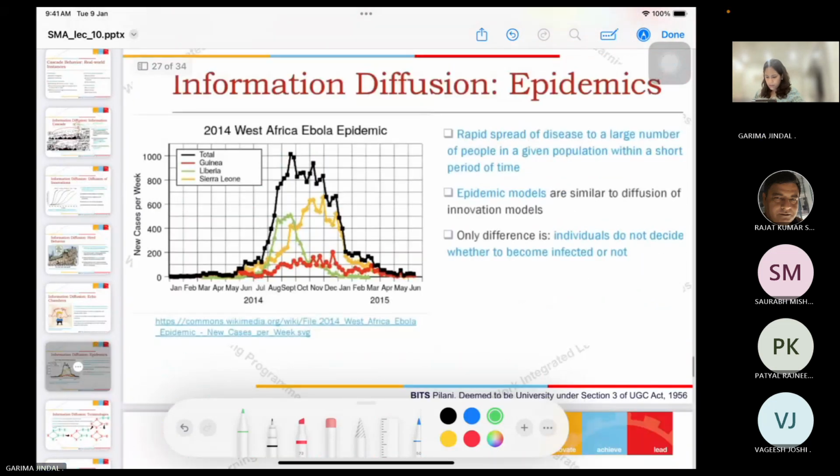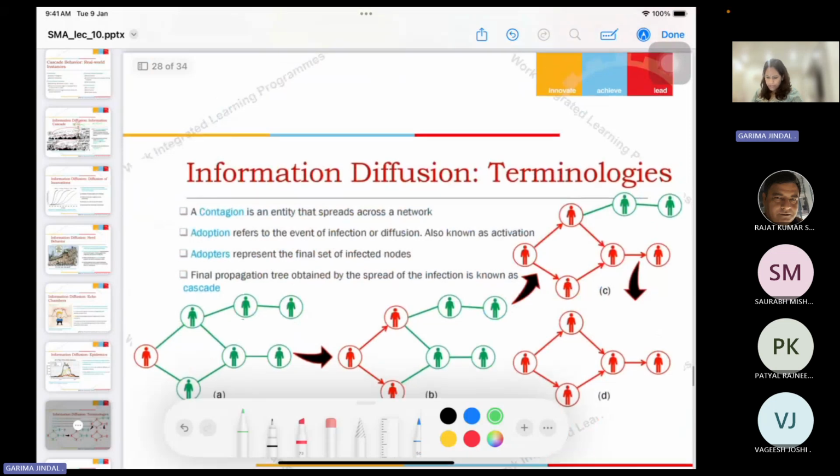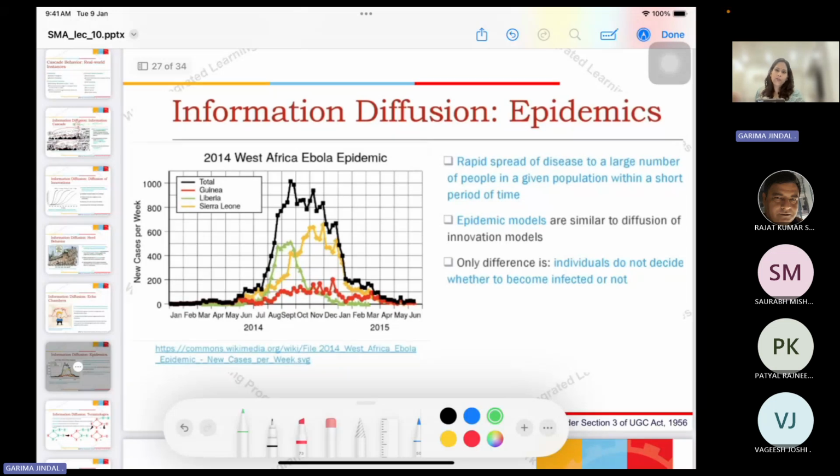Let me cover a few more slides as well, so that we are done with the introduction of information diffusion. And then from tomorrow's class, we can straight away start with the algorithms related to information diffusion.